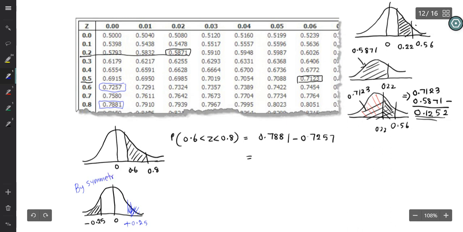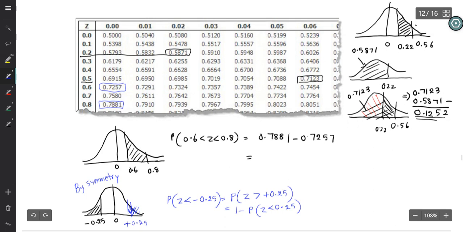Now you can see how to find this area. How do you find this right tail? Right? You read Z, so less than negative 0.25, it is same as probability Z greater than positive 0.25. Okay? So how do you get the positive 0.25? You do 1 minus Z less than positive 0.25. Right? So you read 0.25 from the table. Where is it? 0.2 is here, 0.5 is here. There you go. Right? And you do 1 minus.